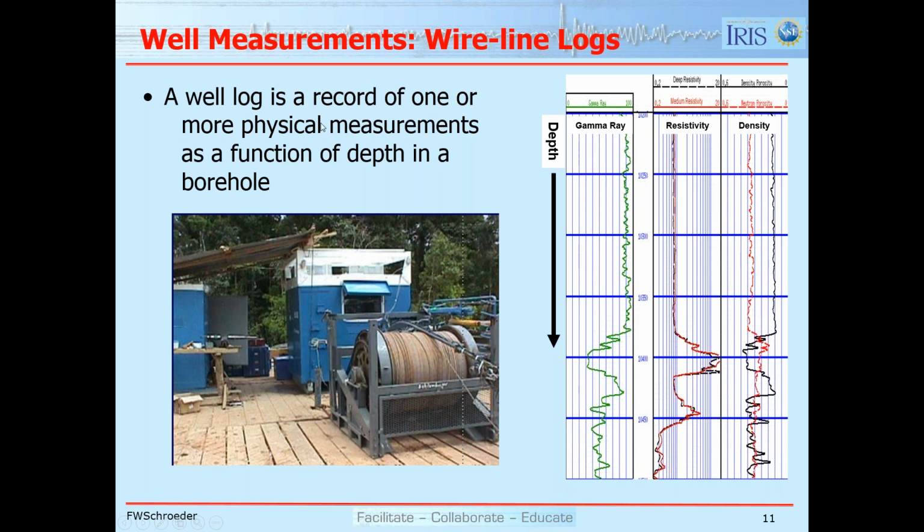We can get one or more physical properties, physical measurements, and that would be as a function of depth. And typically the data is shown as on the right. Depth is increasing down the page. Here are depth numbers. They're probably in feet, 10,450. And there are 3 different logs here, a gamma ray, resistivity, and a density. And we'll be talking more about logs in lesson number 4.